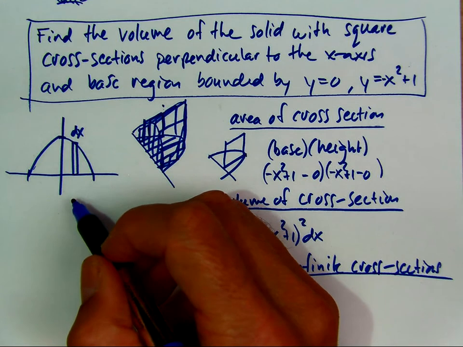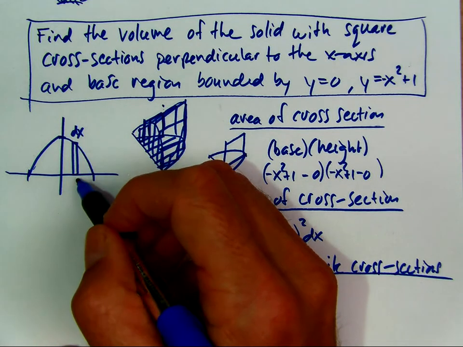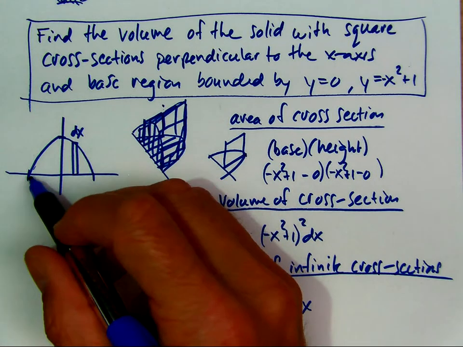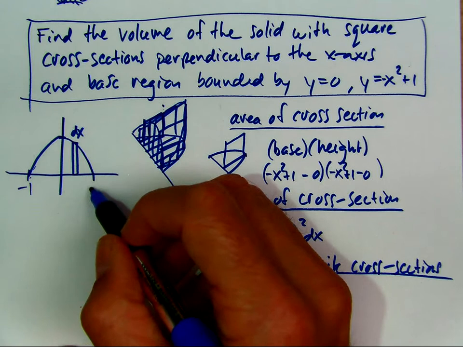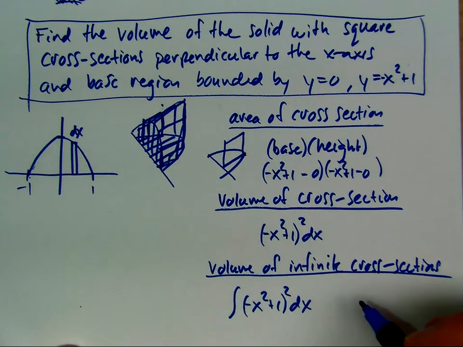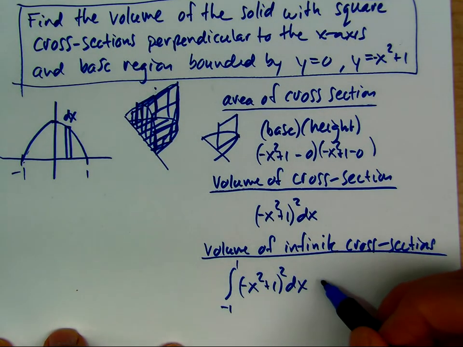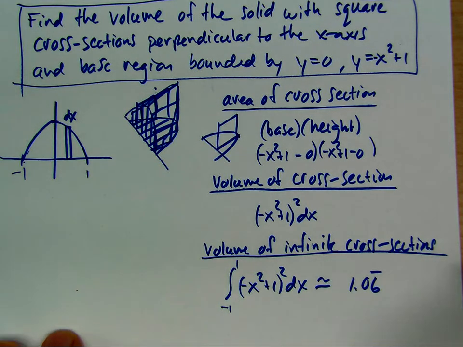And we have a vertical rectangle, vertical cross-section, and that means we need an x interval. And the parabola intersects the y-axis from -1 at -1 and 1, so we'll go from -1 to 1. And using a calculator, we should get that.